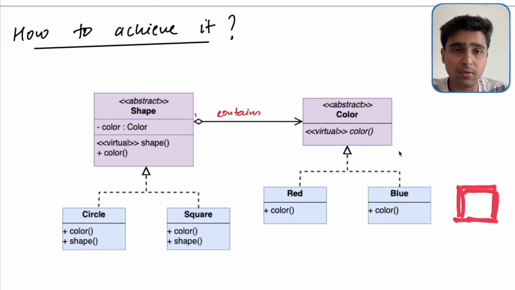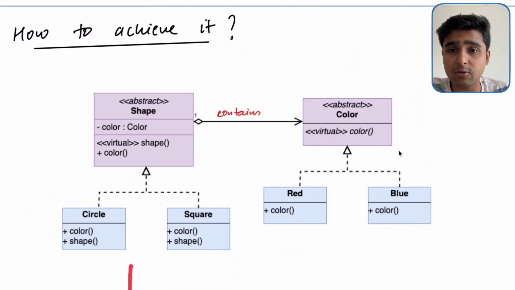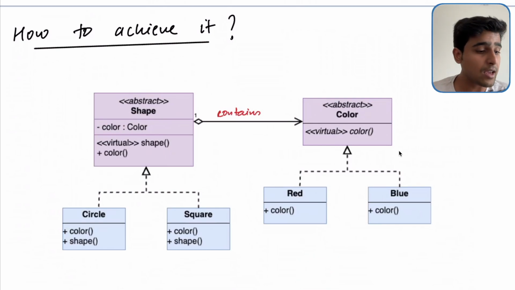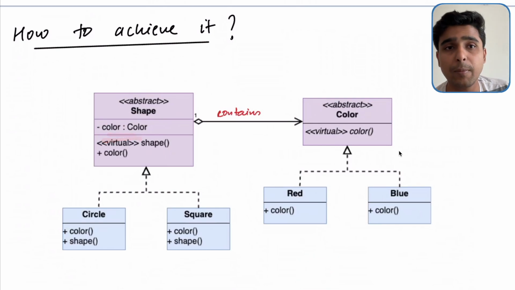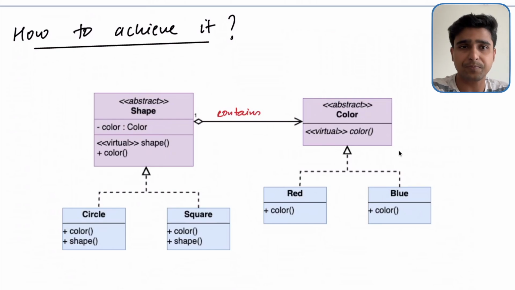So now you can see if you want to add a new color, then you just have to create one class for that. Similarly, if you want to add more shapes, you just have to create one class for that. And similarly, you can imagine if you want to add more and more properties, you will have different classes, and those objects will be contained by your main class. So this will help you scale as well.